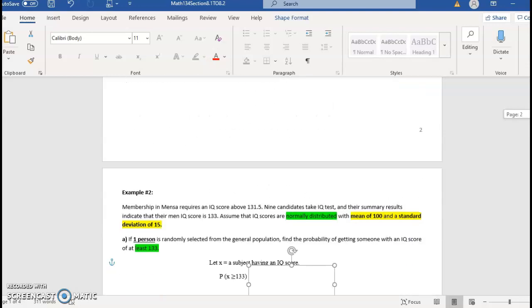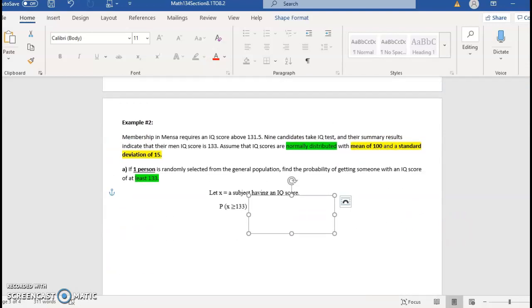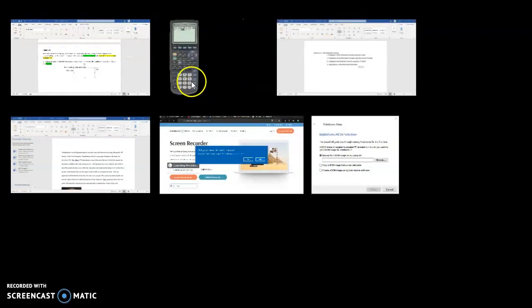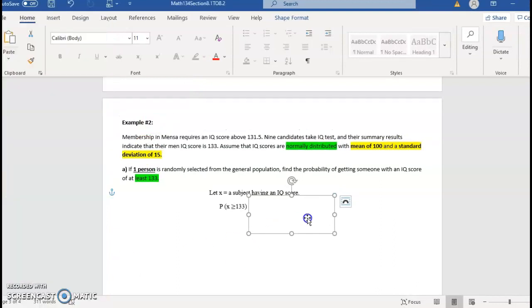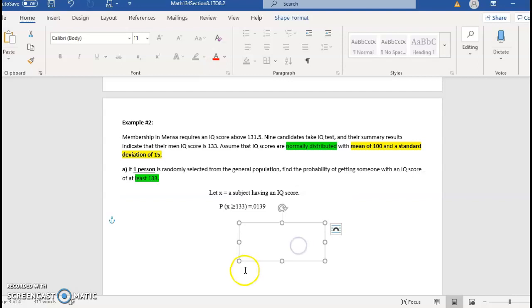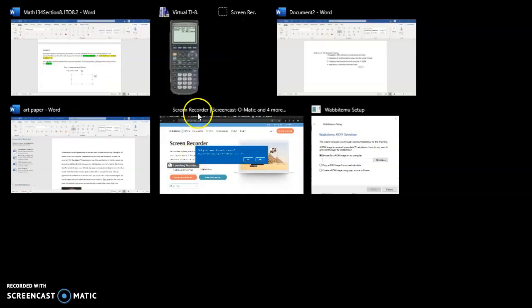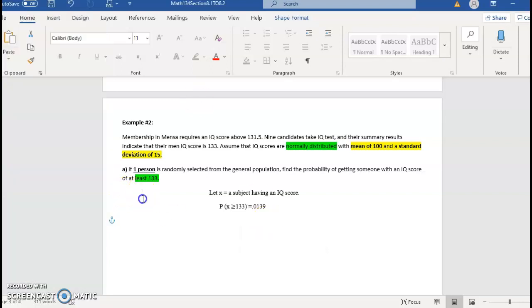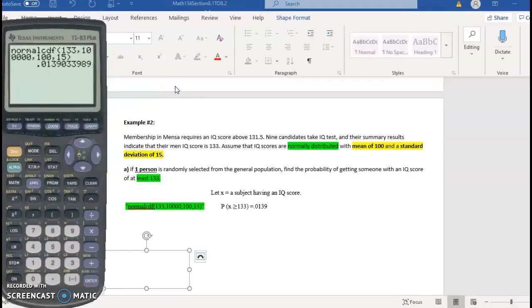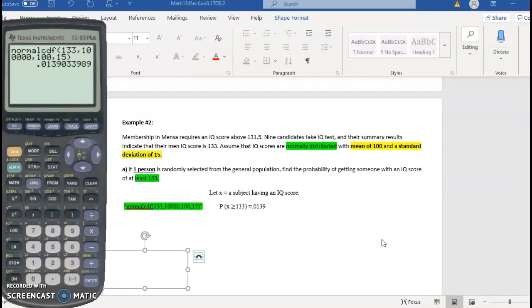Please run it and see if we're matching. This is what I'm getting on this particular one. It's giving me a final answer of 0.039 for the probability of a single subject having an IQ score of at least 133. Let me give you the code, and see if you're matching with that one.